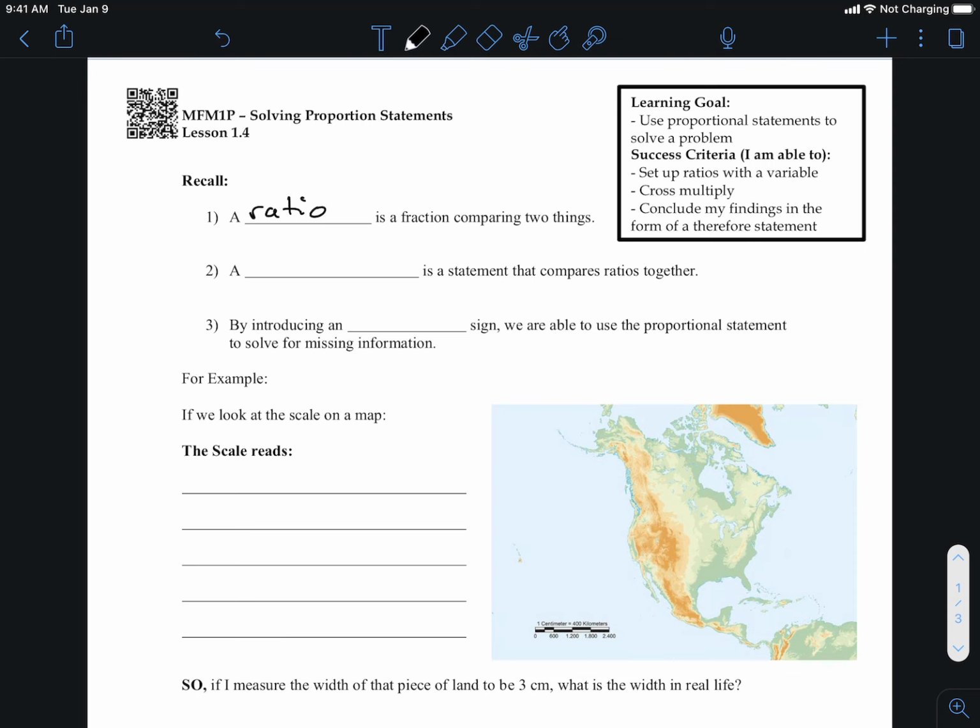Then I think this is a new word. A proportion is a statement that compares two ratios together. Okay?